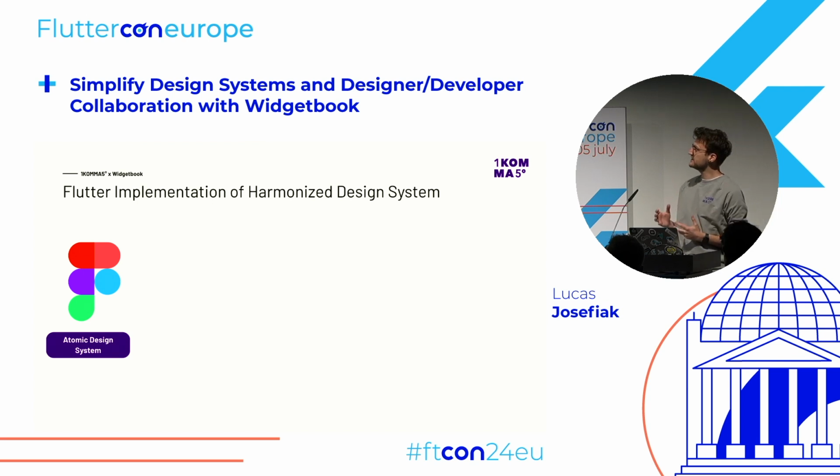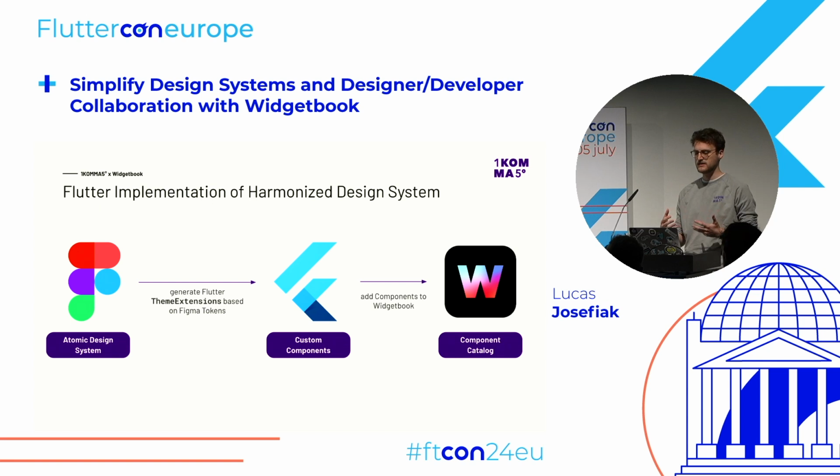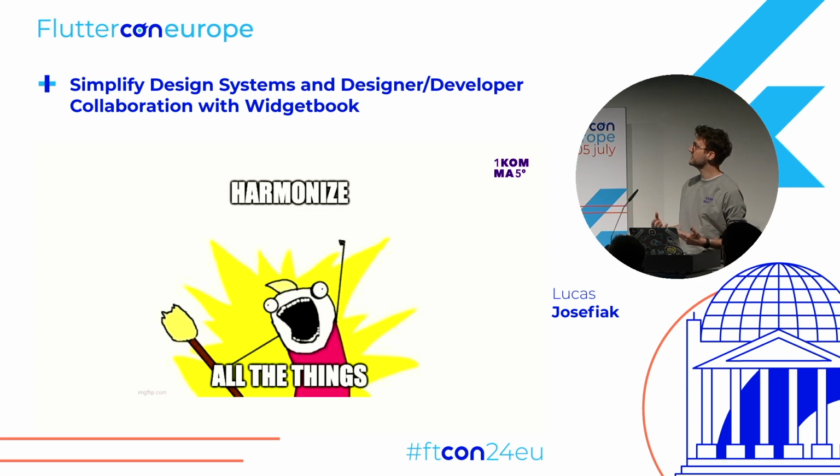Basically, in Flutter we have the atomic design system, and from there we generate theme extensions and then build custom components that use these theme extensions for all the atomic design components, so the colors, the spacing tokens, and so forth. And then we are adding the components to Widgetbook to catalog these components and keep track of any changes and making sure that it works.